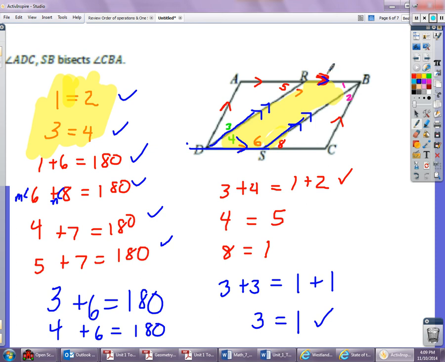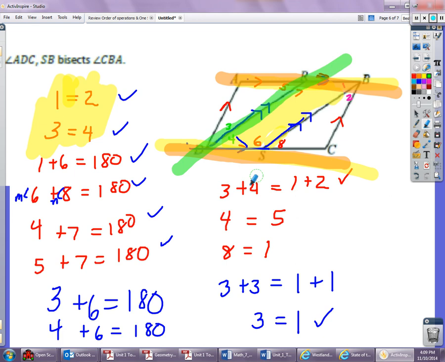Okay, and just a reminder, in the very beginning, I did automatically know that this line was parallel to this line because that was in the given, that the whole thing was a parallelogram. And then all I did was I proved that this line was parallel to this line by using the converse of the same side interior angle. I proved that 4 and 6 were supplementary, and then that would mean that the green lines have to be parallel because of the converse of the same side interior angle theorem.